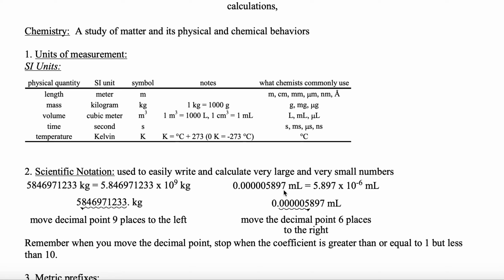Now, just like this, you have a lot of zeros as placeholders. It has to be after the decimal point, so you go 1, 2, 3, 4, 5, and we have to go one more, because the number has to be 1 or greater, but less than 10. That will give us 6 places, and that's why you get 5.897 times 10 to the minus 6. Now notice that all the zeros are gone, and that's the whole point of using the scientific notation. Okay.